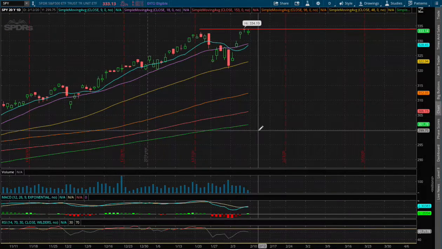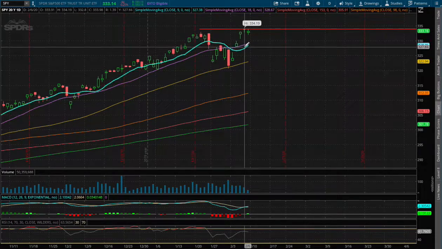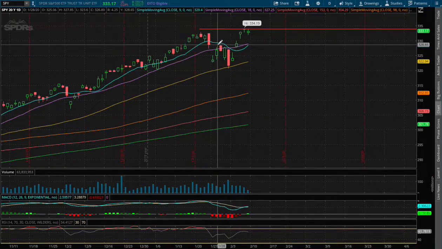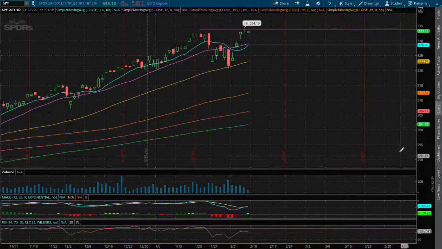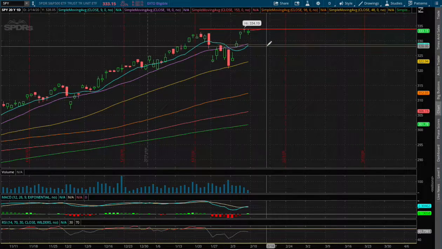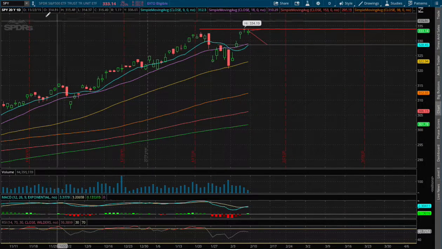As for support, the next support that I see will be the 18-day moving average and the 9-day moving average, which coincides around the price of $328.65. So if we were to move up higher, that price movement is roughly around 13 basis points to the upside, and to the downside it is around 1.4%.